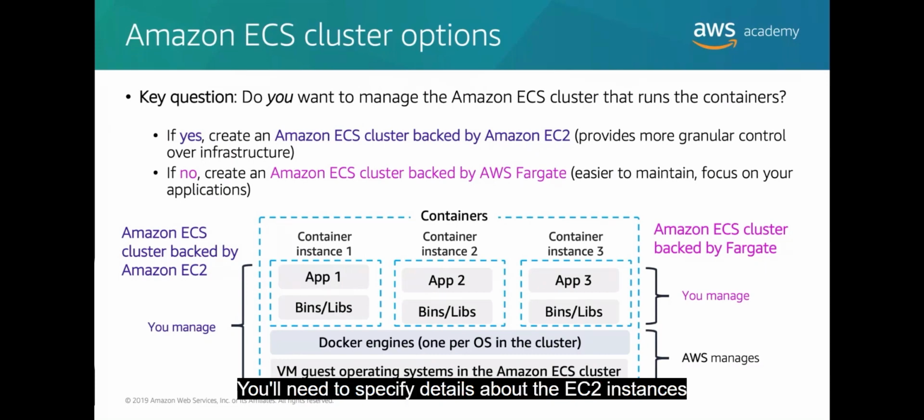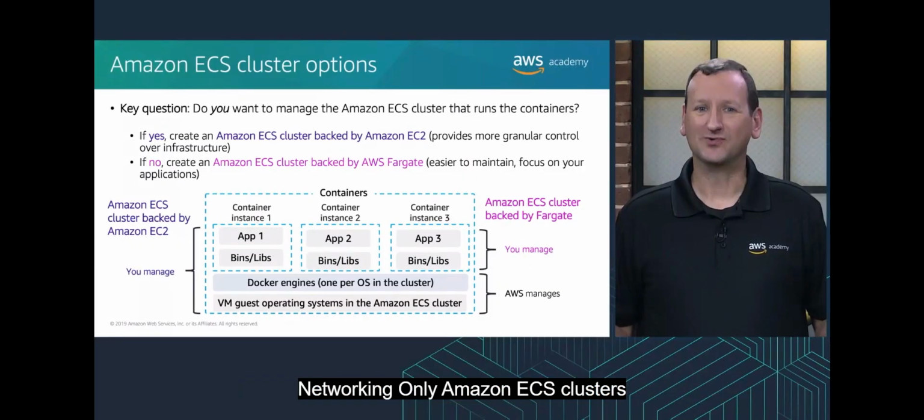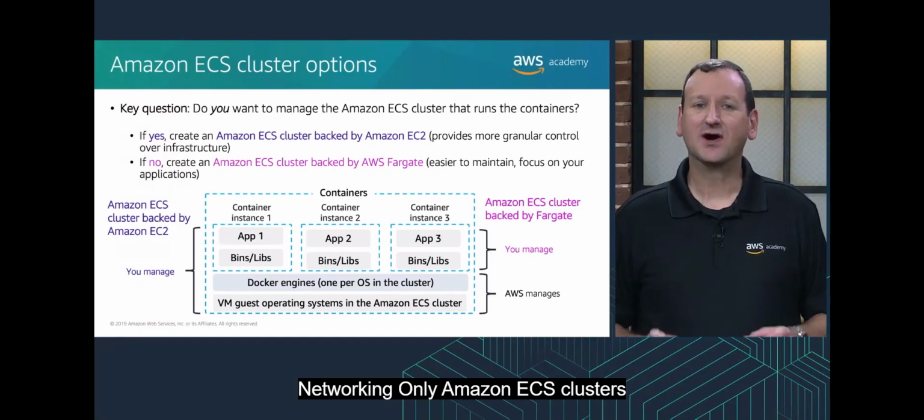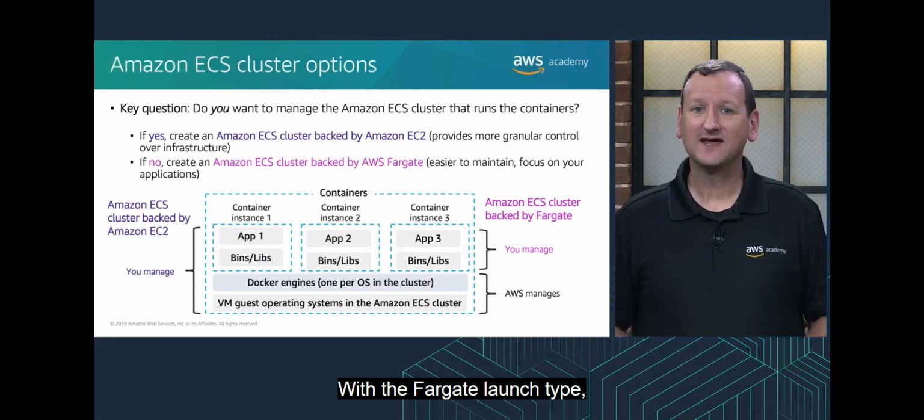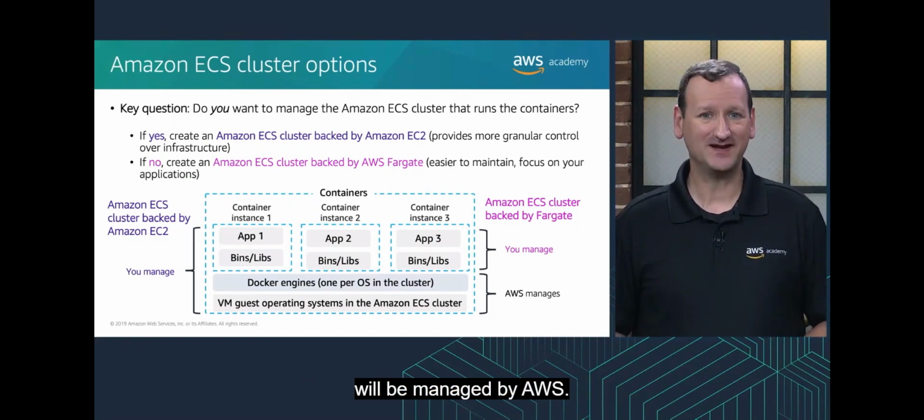You'll need to specify details about the EC2 instances that will make up your cluster. The same details you specified when launching a standalone EC2 instance. If you don't want to manage the cluster yourself, choose the Create a Networking Only cluster option. Networking only Amazon ECS clusters are powered by AWS Fargate. With the Fargate launch type, the cluster that will run your container will be managed by AWS.